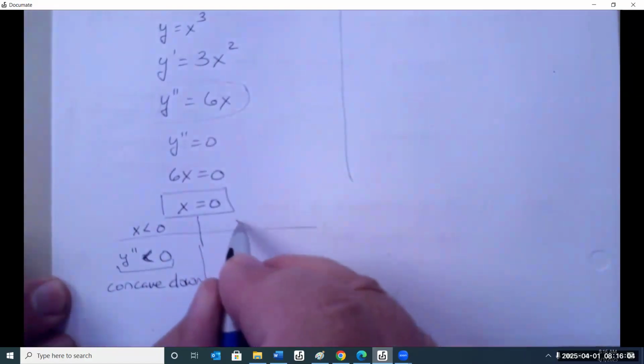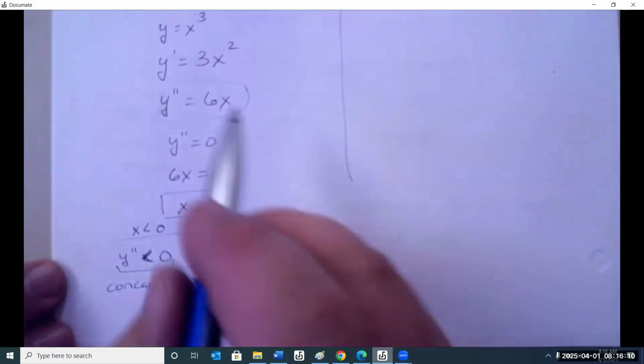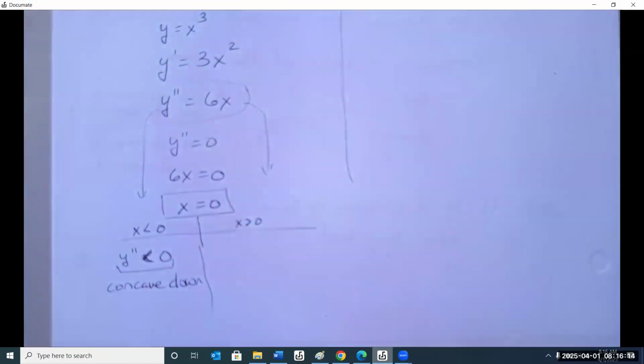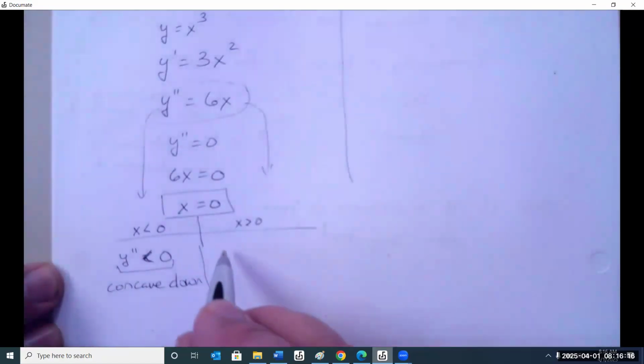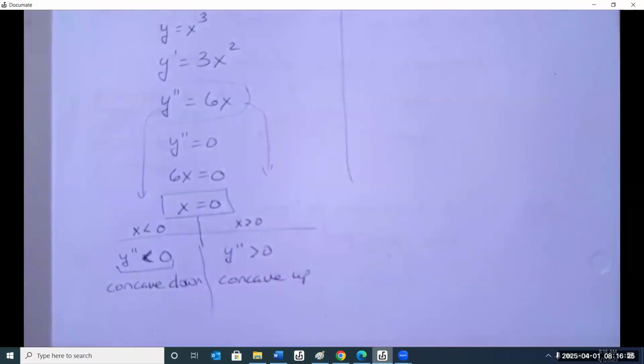Now, for all my x's greater than 0, remember, I'm using the second derivative. If I only put positive x's in there, then my second derivative will be greater than 0. So it's concave up. It's positive.